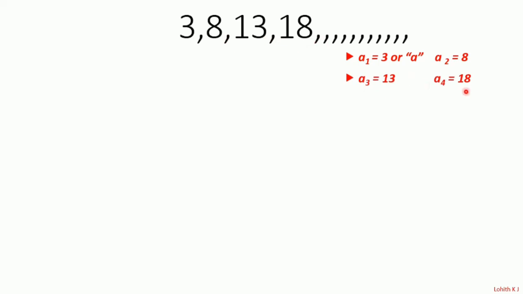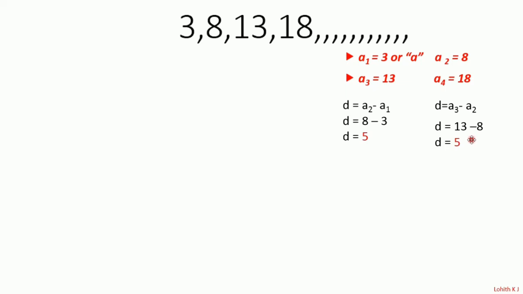Now let us calculate the common difference between the terms. That is calculated by using the formula d is equals to a2 minus a1. The value of a2 is 8 and the value of a1 is 3. Let us substitute the values. d is equals to 8 minus 3, that is nothing but 5. Next let us go for calculation of common difference between the third term and second term. That can be written as d is equals to a3 minus a2. The value of a3 is 13, a2 is 8, and the answer is 5.